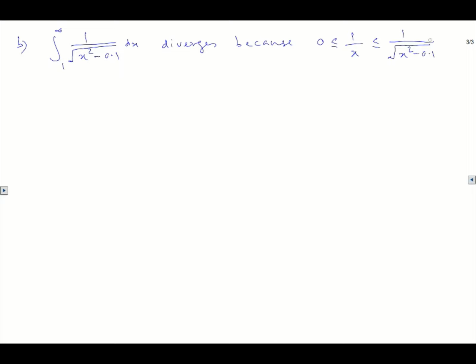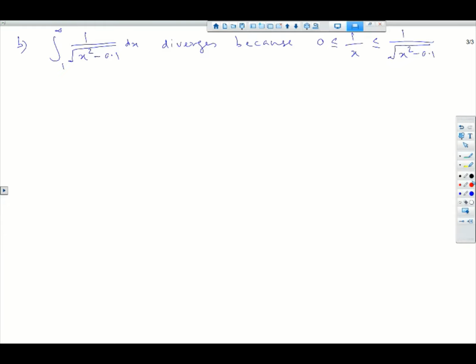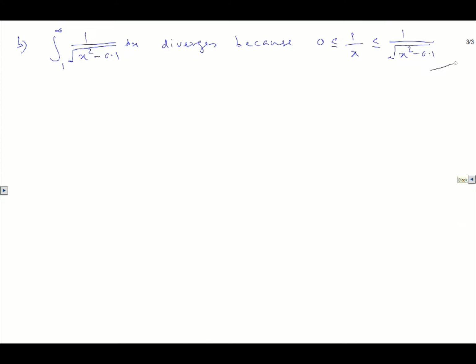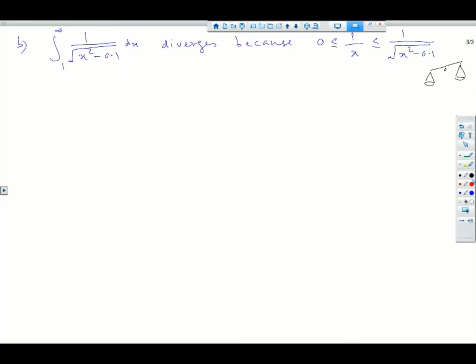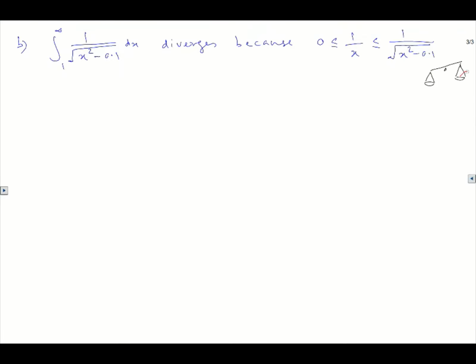So think about it, it's like a balance. If you try to remove something from a balance, that side is going to go up. So I'm going to draw a balance here just to tell you the idea. If you try to take something out, that side is going to go up. So that's the kind of idea, that's the balance.